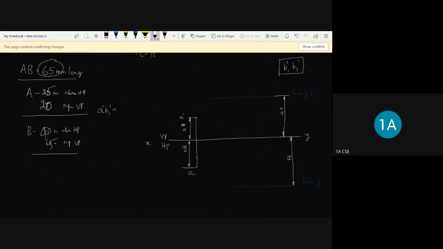A dash B1 dash length is nothing but 65, and also AB1 length is also nothing but 65. So with A dash as the center and A dash B1 dash as the radius, that is 65 mm as the radius, you cut an arc on this locus of B dash, so that you will get the true length of this line like this. So this is B1 dash. So this angle is theta.